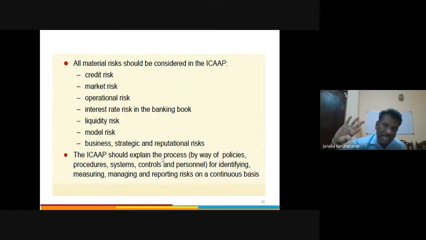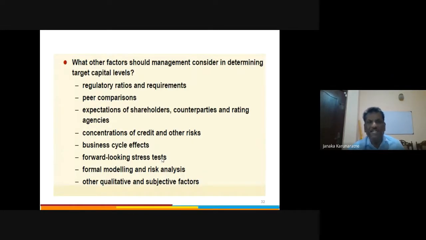When you look at an ICAAP, you will capture all those risks in determining the right level of capital. It's purely exercised by the bank, where regulators don't have any control. The regulators don't have that information. What they can do is, when they see a report, they can see whether your judgments are right, whether you have made a fairly reasonable assessment to come up with the numbers. So ICAAP should explain the process by way of policies, procedures, systems, controls, personnel for identifying, measuring, managing risk on a continuous process. That is part of the governance as well. So what other factors should management consider in determining target capital levels?